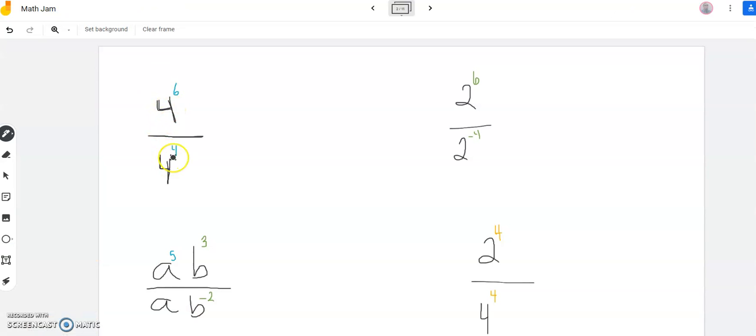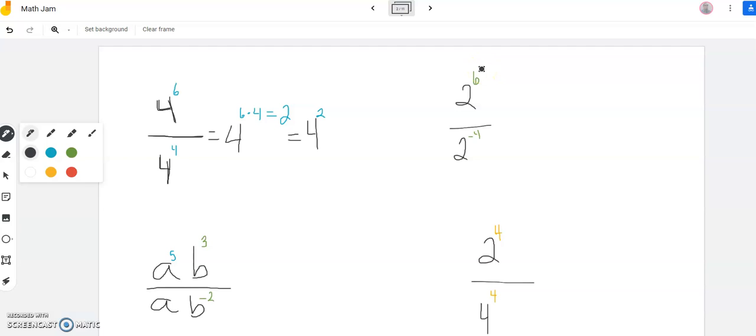So, the base is the same, we're going to keep that. It's going to remain the same. We're not going to change that base. But now, we need to subtract these. 6 minus 4. And when we apply that, that gives us a 2. So our final answer is going to be 4 squared. Not asking you to solve it any further. That's all we're doing is applying that rule. Let's go to the next one.